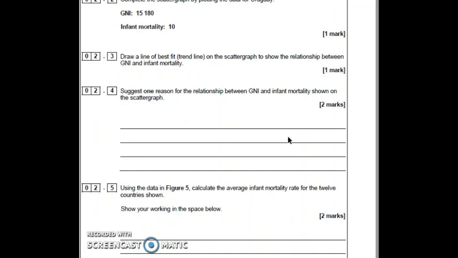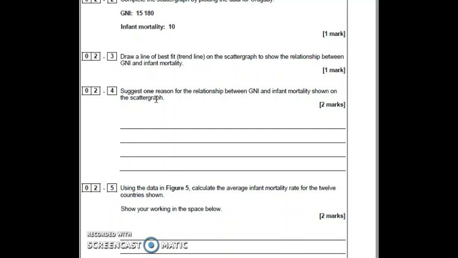Question 2.4. Suggest one reason for the relationship between GNI and infant mortality shown on the scatter graph. As we've seen already, there is a negative correlation here, which means as one thing goes up, the other thing goes down. In this case, the more money you have, the fewer babies that die. All you've got to do is just give a reason for that. So, all the clues we have to pick out here. First of all, if you have more money, then you've probably got the opportunity to buy better food, so the diet would be better, so children will be healthier and not die.